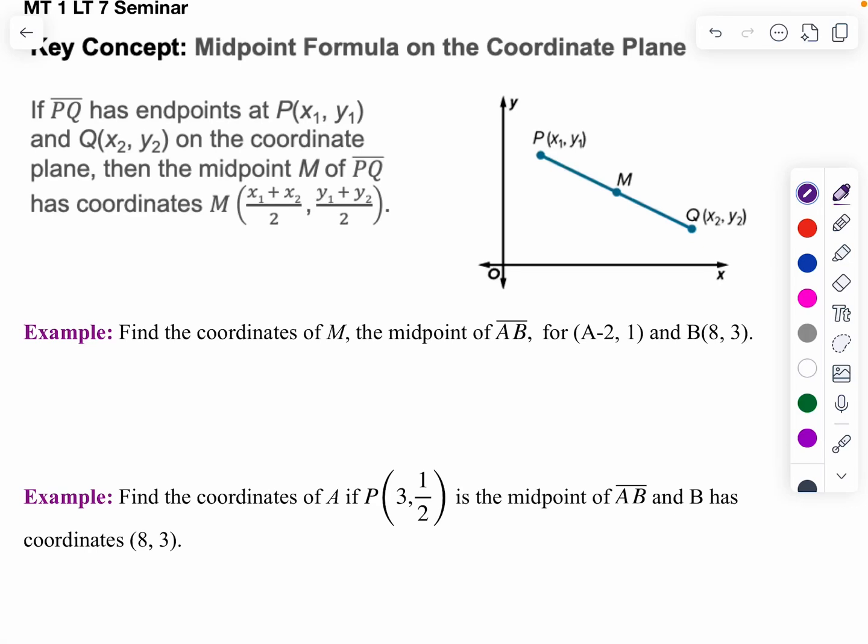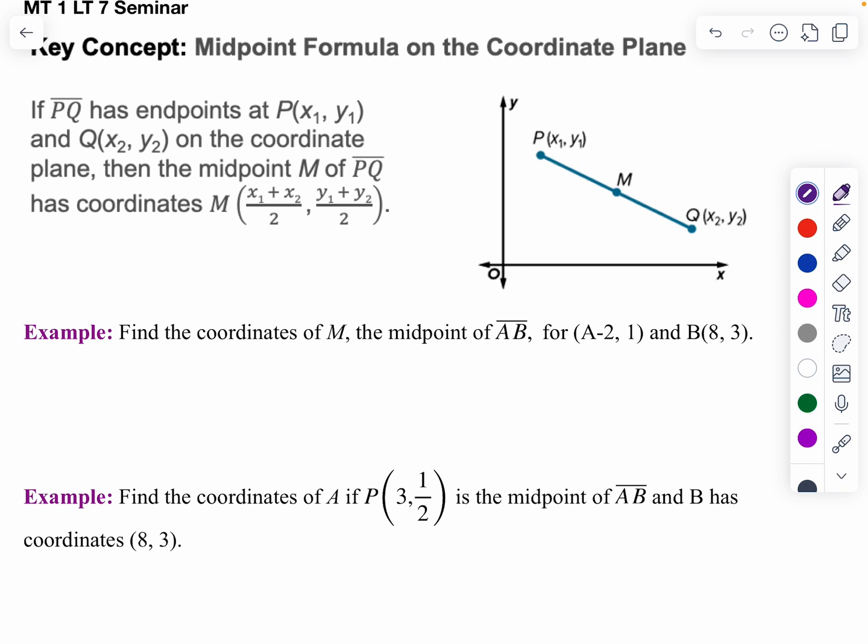Really nothing changes if we shift from a line segment to the coordinate plane. We're still going to find the average of our two endpoints. It's just we have to do it twice: once with the x's and once with the y's. We're just going to add them up and divide by 2. So for example, in this example I've got these 2 points.